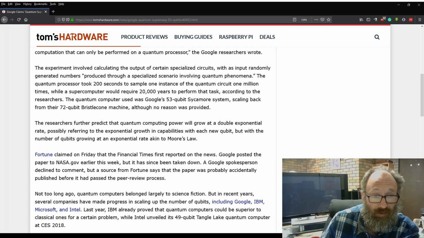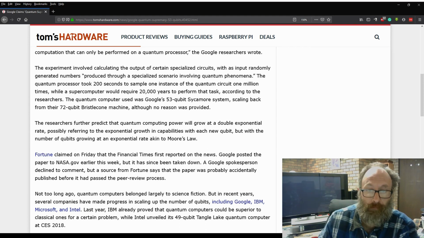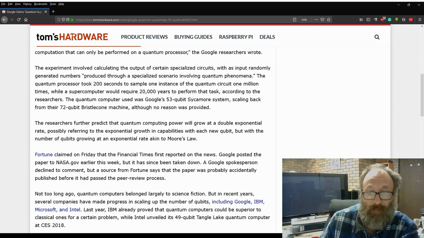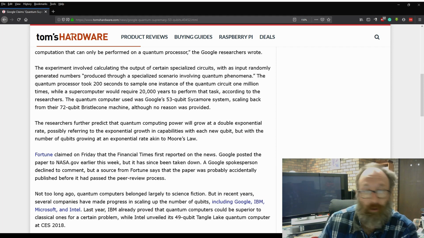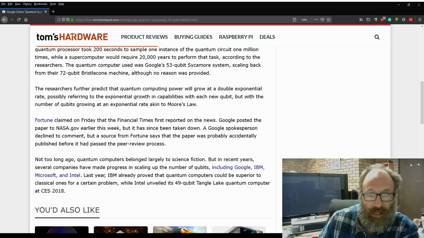The quantum computer used was Google's 53-qubit Sycamore system, scaling back from their 72-qubit Bristlecone machine, although no reason was provided. The researchers further predict that quantum computing power will grow at a double exponential rate, possibly referring to exponential growth in capabilities with each new qubit, but with the number of qubits growing at an exponential rate akin to Moore's law.